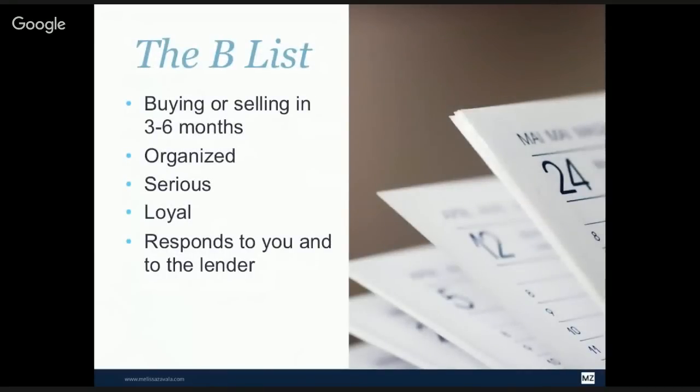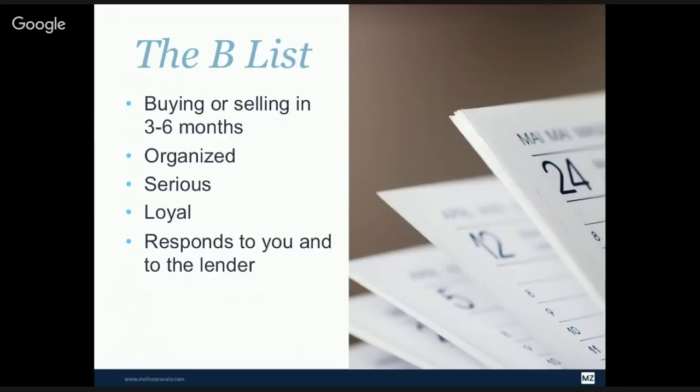These people are organized, serious, loyal, and they respond to you and to the lender. So these are people that maybe are still in the pre-qualification process. They've got to get their taxes done. They're working with their lender to iron out a few glitches with their loan, but they're polite and they're responsive to you and they're engaging you. So those are your B list.